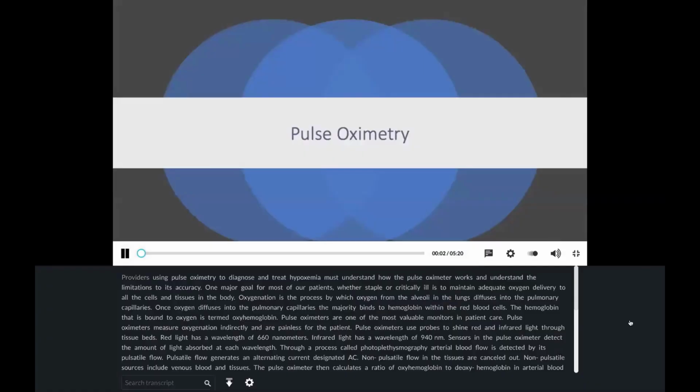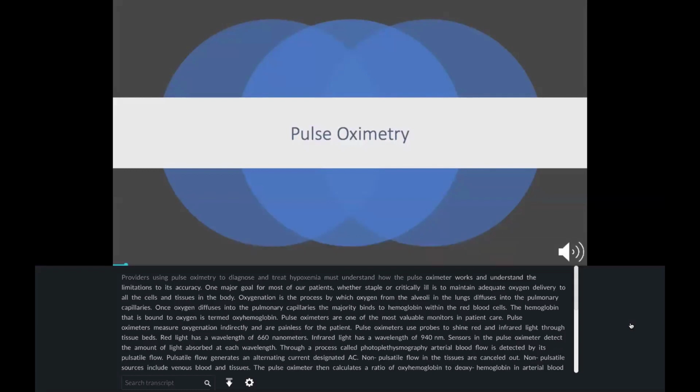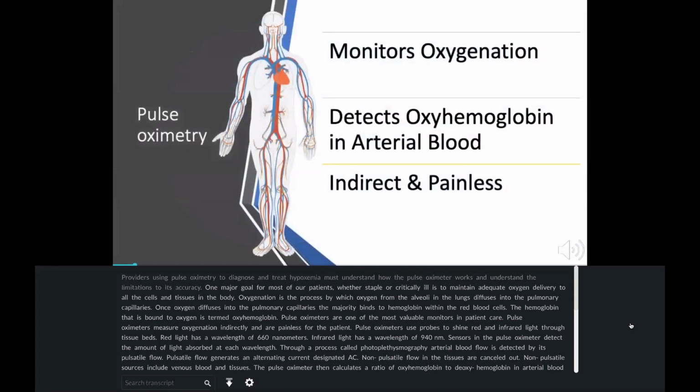Providers using pulse oximetry to diagnose and treat hypoxemia must understand how the pulse oximeter works and understand the limitations to its accuracy. One major goal for most of our patients, whether stable or critically ill, is to maintain adequate oxygen delivery to all the cells and tissues in the body.